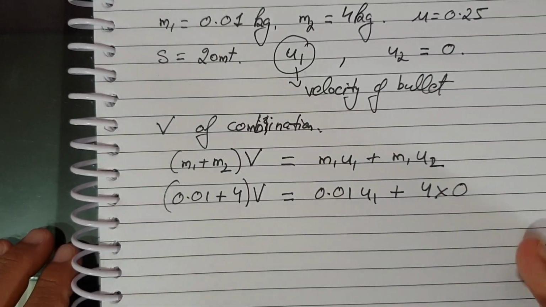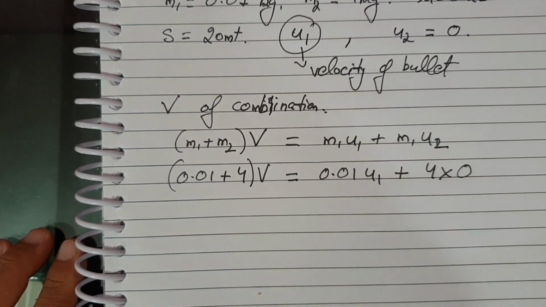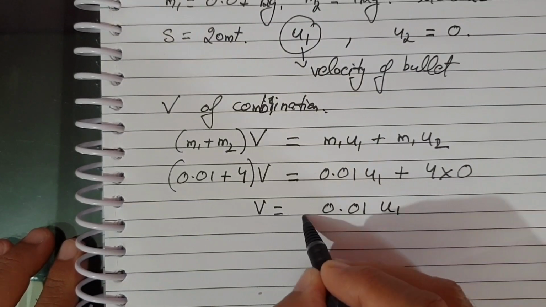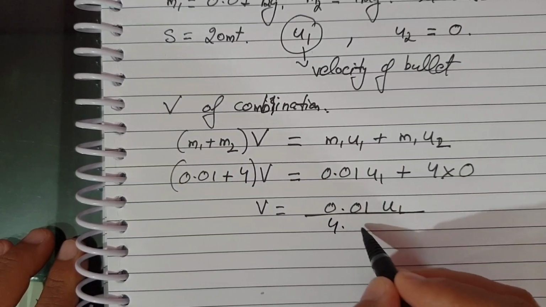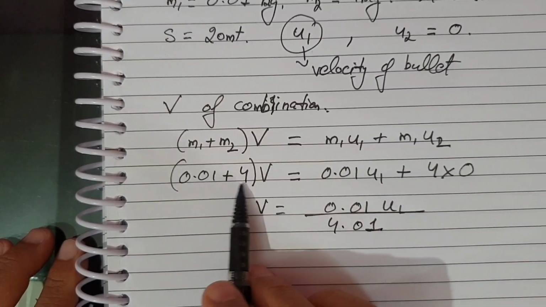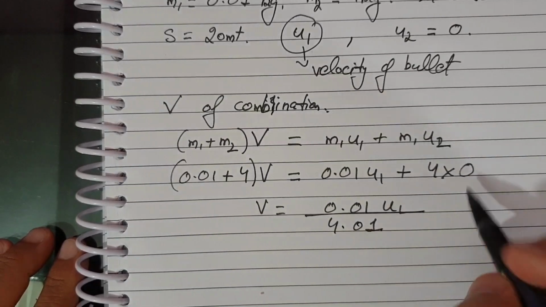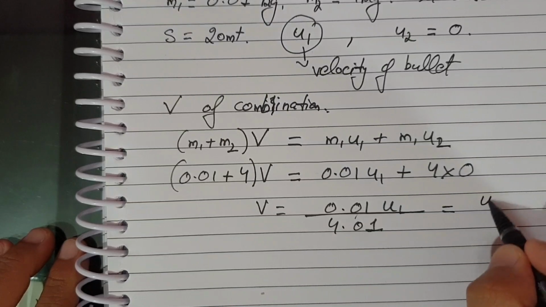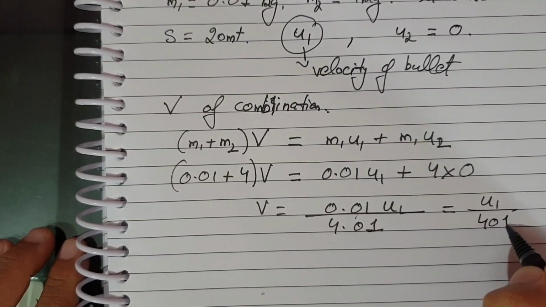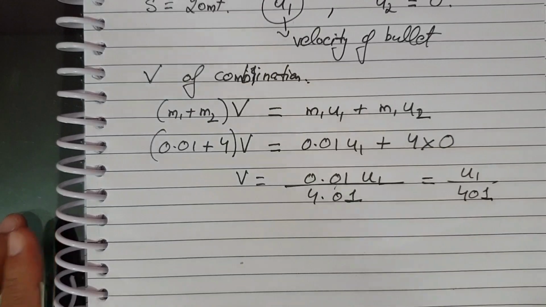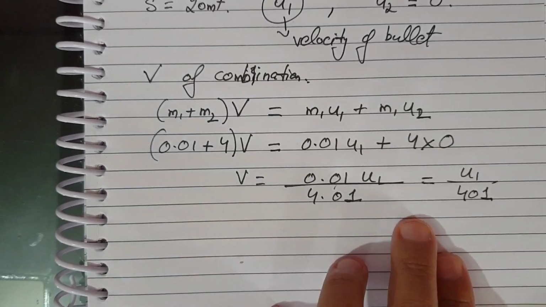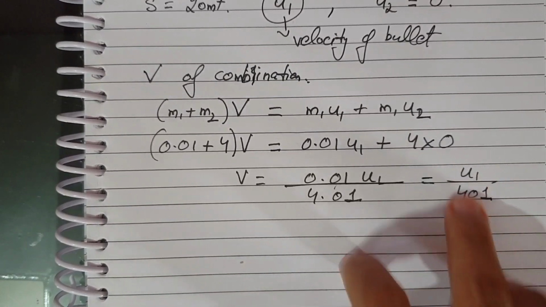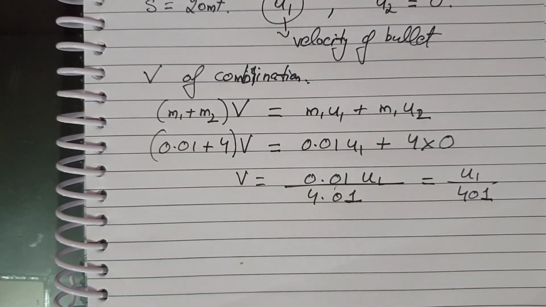Now what will be v? v is 0.01 of u1 upon 4.01, because 4 plus 0.01 is 4.01, or removing the decimals, this will be u1 upon 401. So the velocity of the combination is 401 times less than the velocity of the bullet.